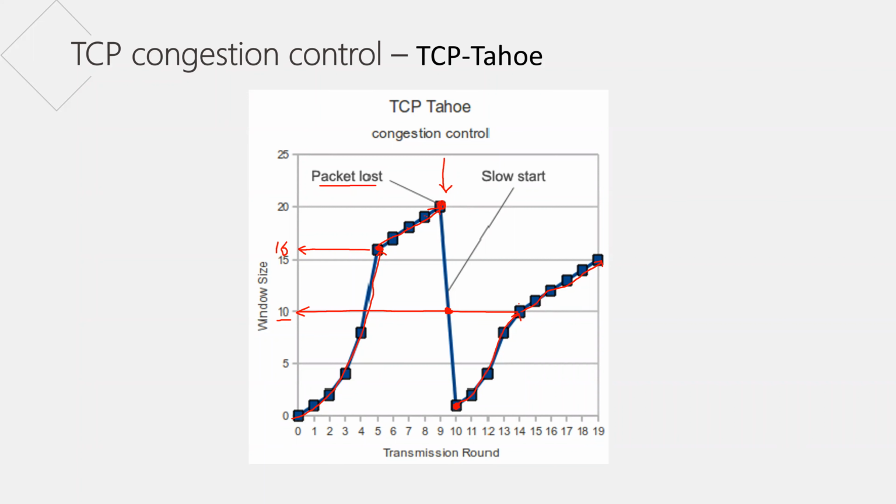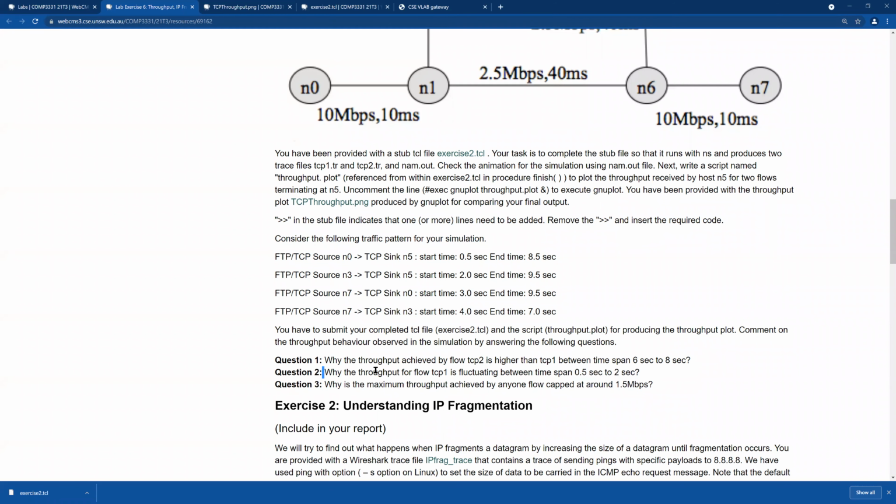And of course, we recalculate the slow start threshold. So now I guess you have the idea why they are fluctuating in here. You can describe that they are doing the slow start and AIMD, and the congestion event happened. So that's what happened. Why is the maximum throughput achieved by any flow capped around 1.5 Mbps?